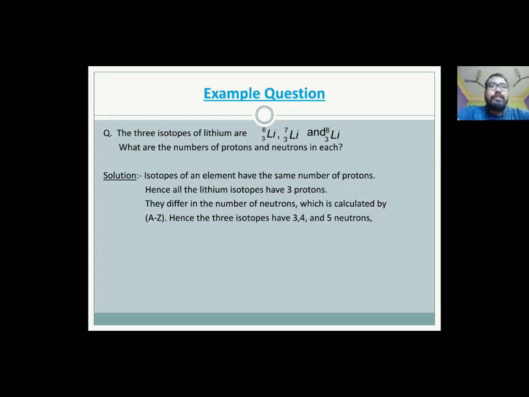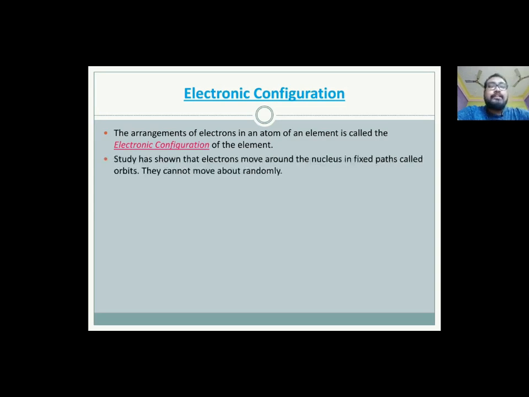Okay. Next, we have the topic electronic configuration. This is the new topic. Okay. See, the arrangement of electrons in an atom of an element is called the electronic configuration of the element. So this is the definition. Write it down. Okay. The study of Niels Bohr and others has shown that electrons move around the nucleus in fixed paths called orbits. So they cannot move around randomly.